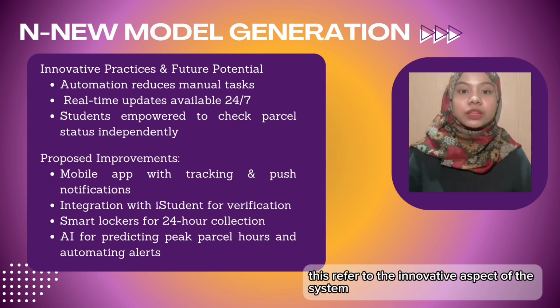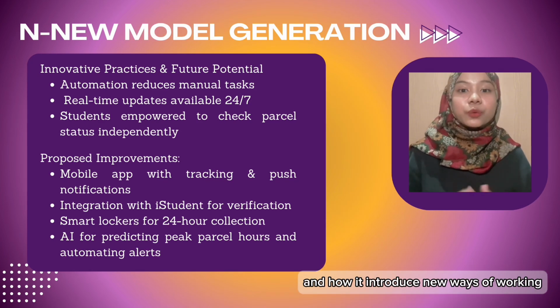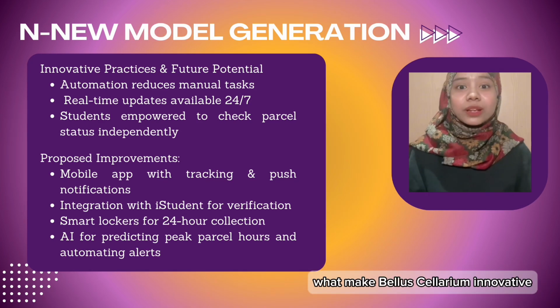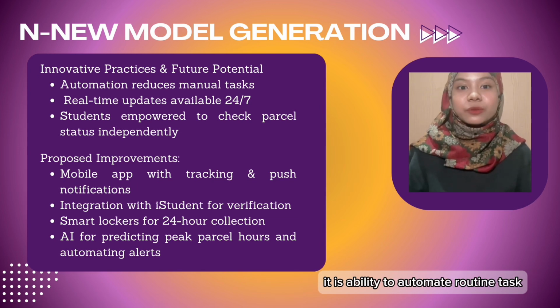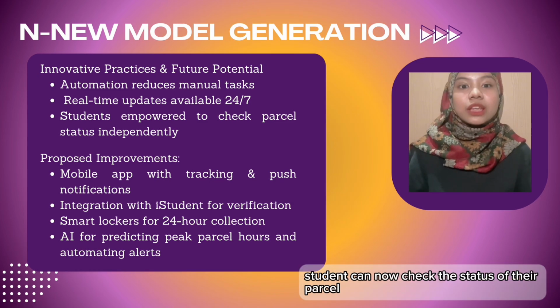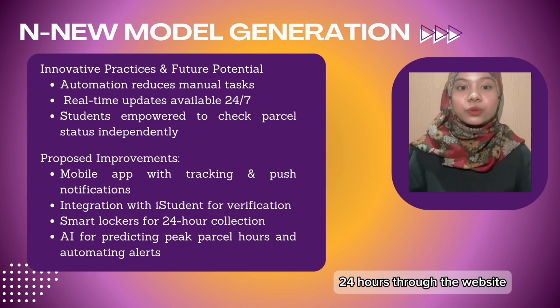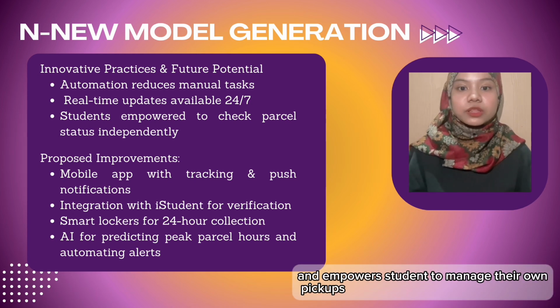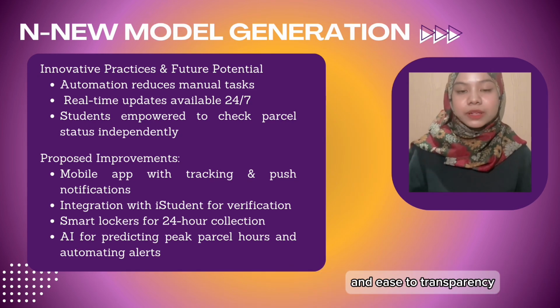This refers to the innovative aspect of the system and how it introduced new ways of working. What made Bellus Cellarium innovative is its ability to automate routine tasks. Instead of relying on manual logs, students can now check the status of their parcel 24 hours a day through the website. This reduces human dependency and empowers students to manage their own pickups with ease and transparency.